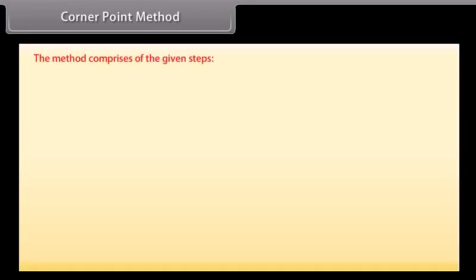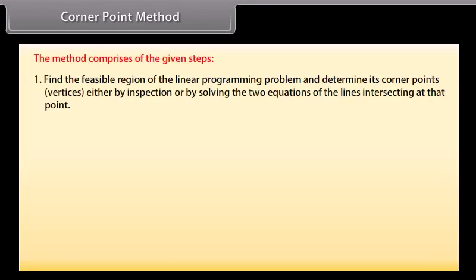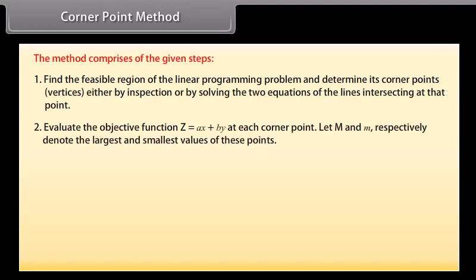Corner point method. The method comprises the given steps. 1. Find the feasible region of the linear programming problem and determine its corner points (vertices) either by inspection or by solving the two equations of the lines intersecting at that point. 2. Evaluate the objective function z = ax + by at each corner point.